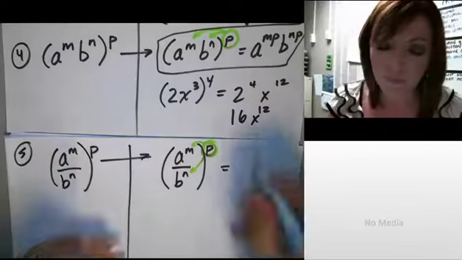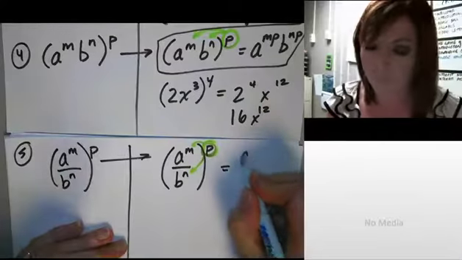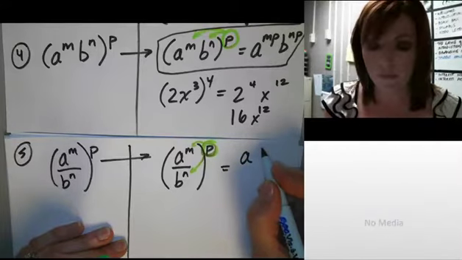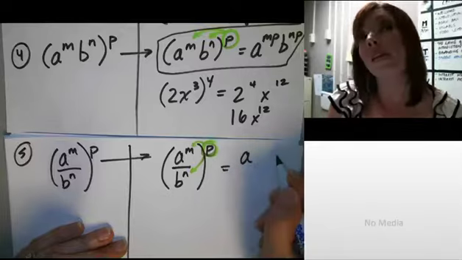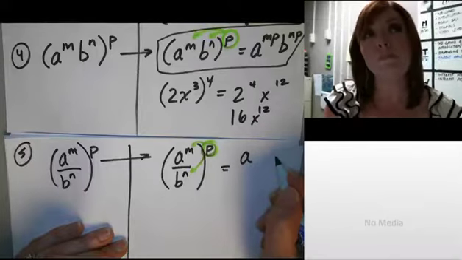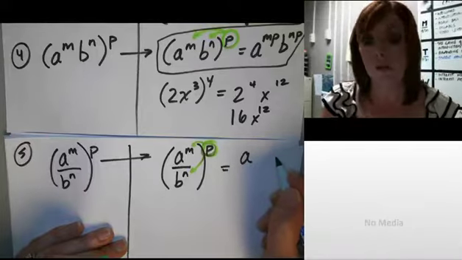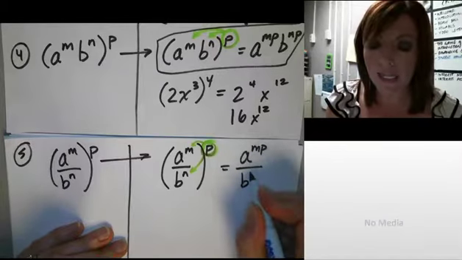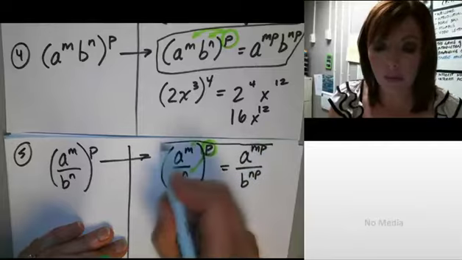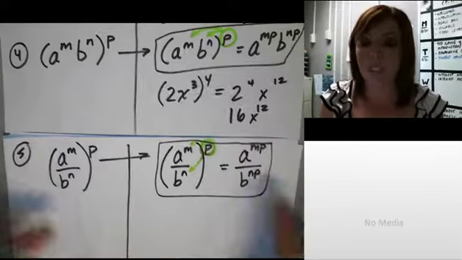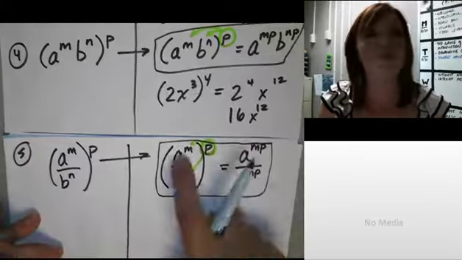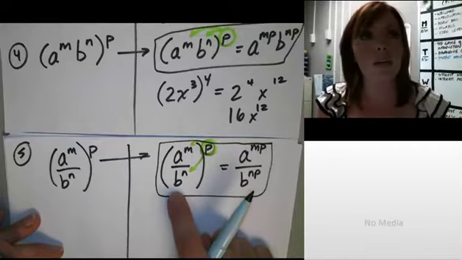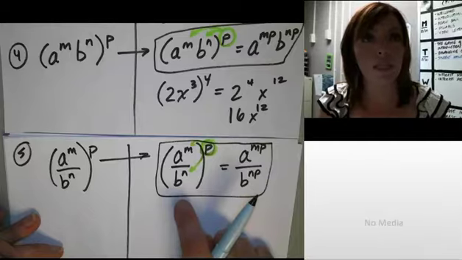Cole. Okay, so would you get a to the p over b to the p? Perfect. A to the mp over b to the np. And that brings up a good point, actually. The reason, thank you Cole, that we're not going to subtract in this one is because they have different bases. This has a base of a. This has a base of b. So we can't combine them and do the whole subtraction thing.